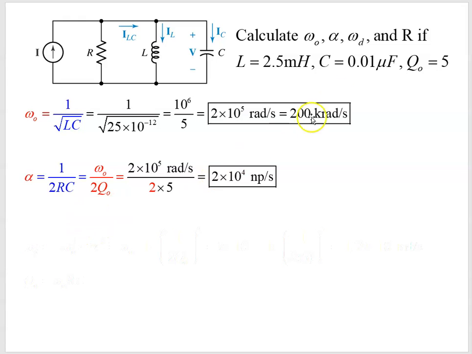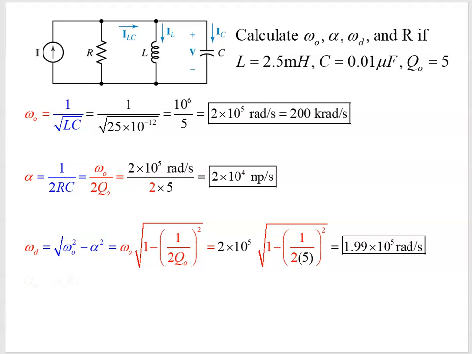If we, what else do we need to determine? We need to determine omega D, and we need to determine the resistance. So omega D, we have alpha and omega naught. We can plug into our old formula, or we can plug it into our new formula. As long as we've calculated omega naught and we have Q naught, we can get the rest of these factors. And we get that our natural resonant frequency is very, very close to our resonant frequency here.